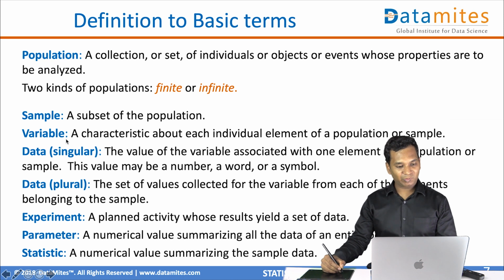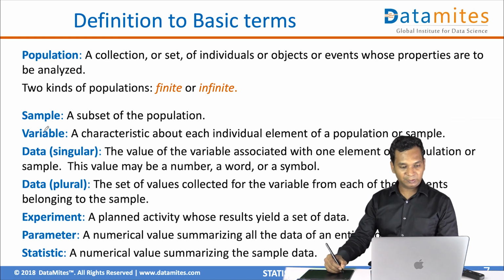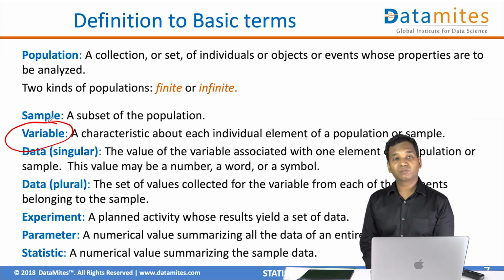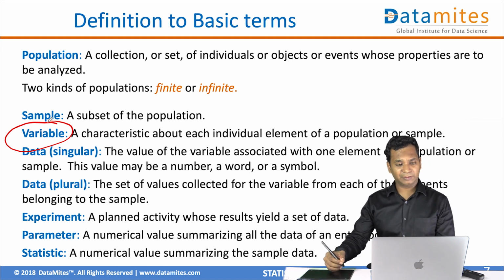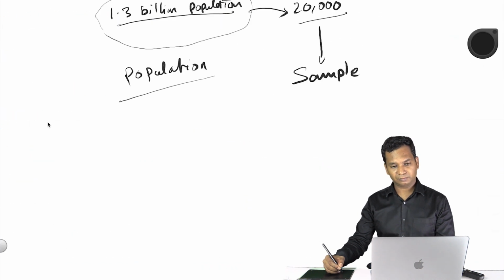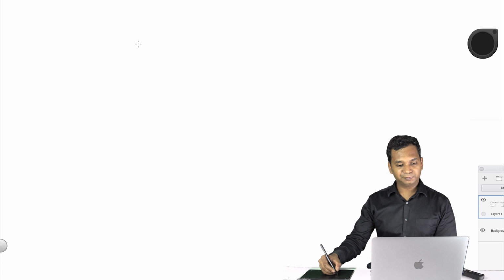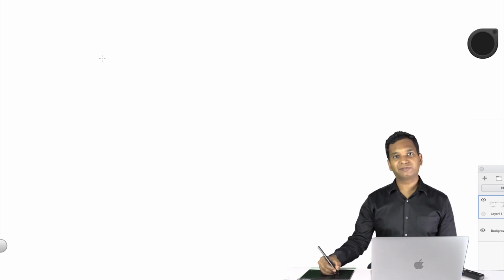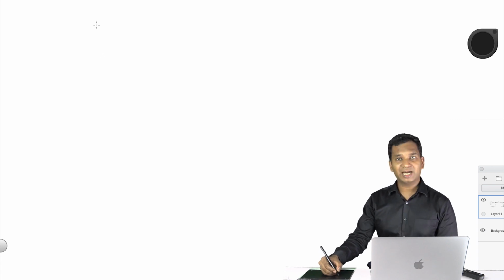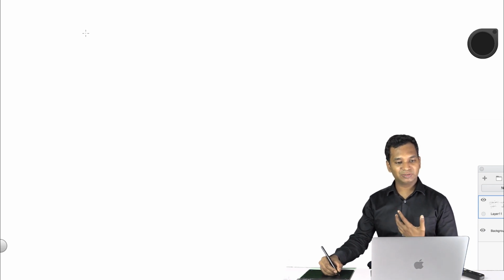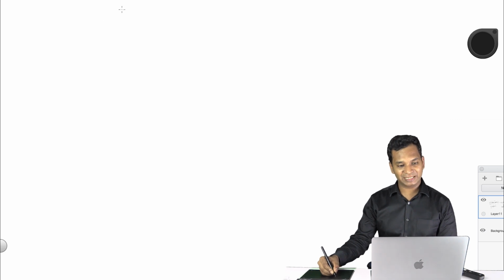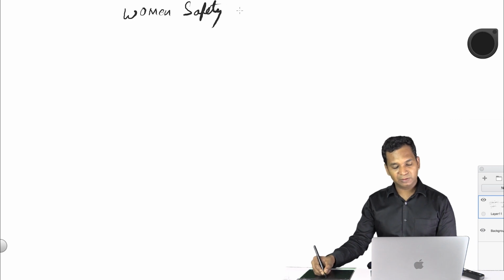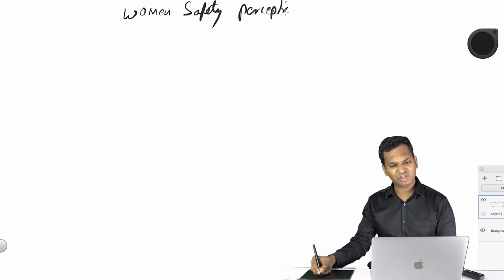And then you have another terminology called variable. I'll take an example. Let's say you are doing a survey on how safe women are in India. Let's take a city. I'm currently in Bengaluru, so I'll say the city of Bengaluru. What's the women's safety perception? I want to do a survey of women's safety perception. It's always perception, it's relative.